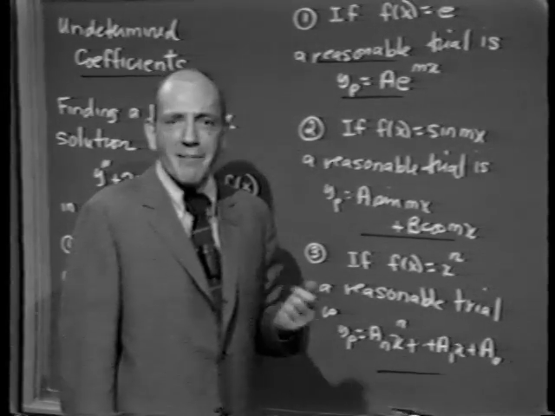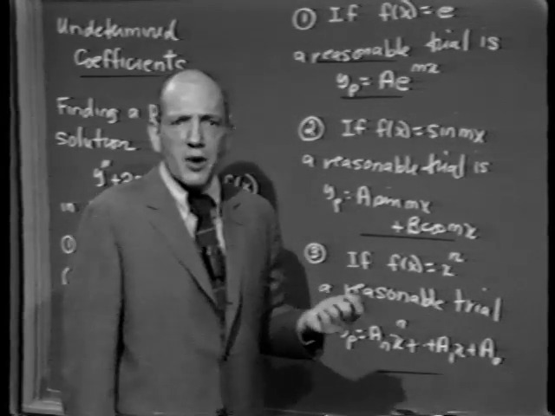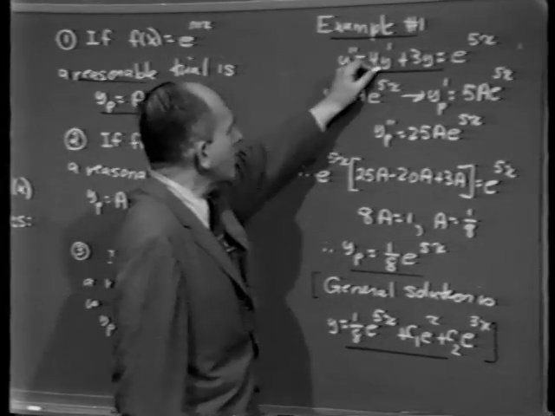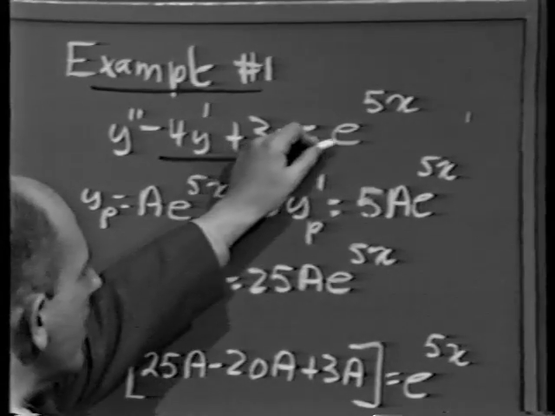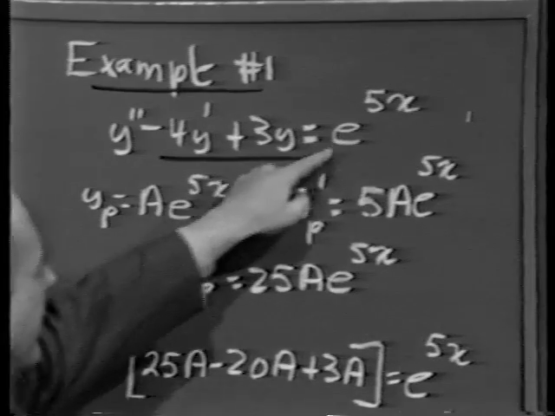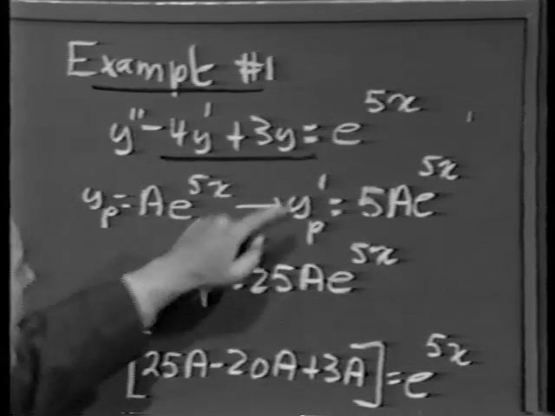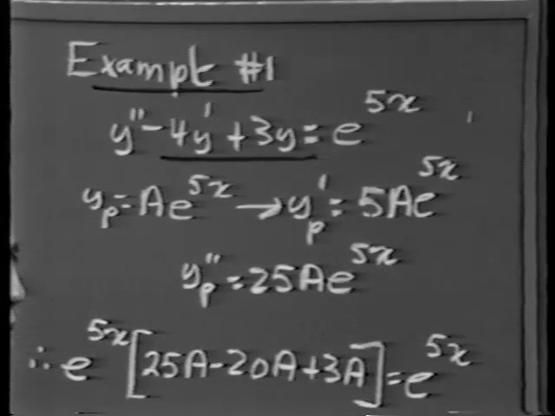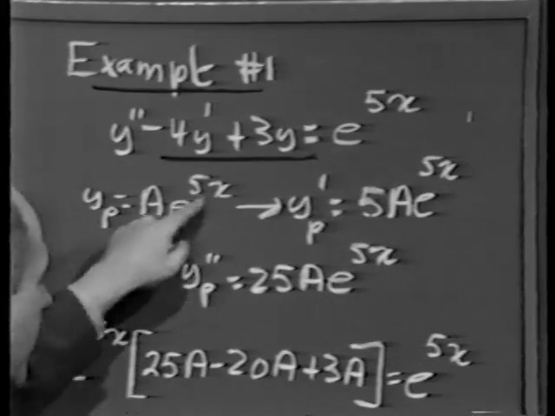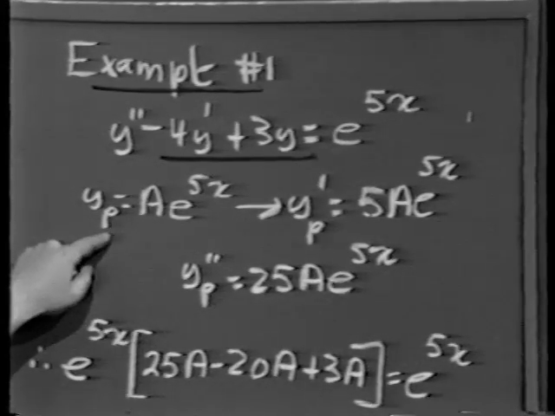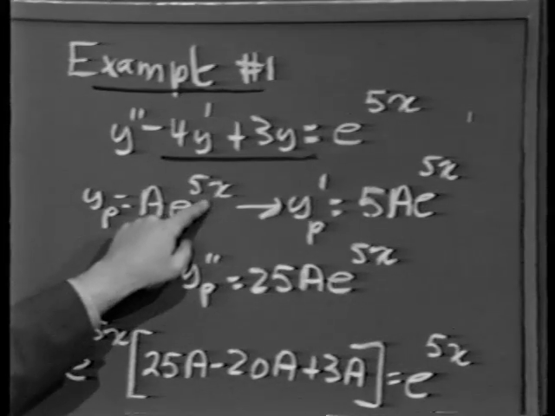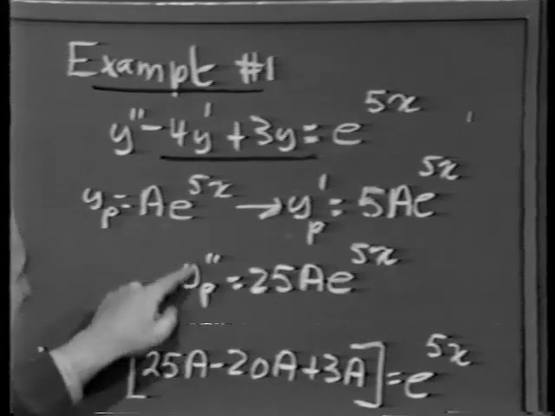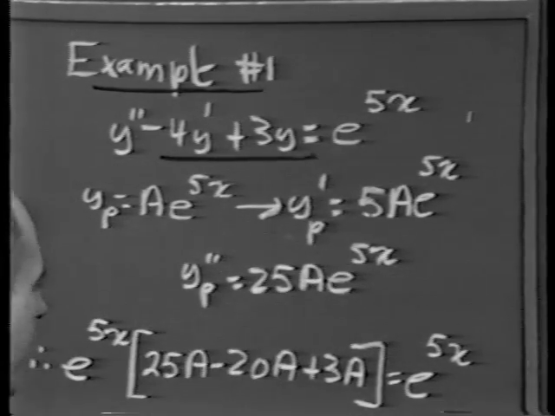We will teach by example, and the rest of this lecture shall be devoted to a sequence of such examples. Example number 1: y double prime minus 4y prime plus 3y equals e to the 5x. I look at this and I say, well, here I have constant coefficients. It appears that the only thing I can differentiate that will give me an e to the 5x back again is essentially some constant times e to the 5x. So for my trial solution, I let y sub p be a e to the 5x. Consequently, yp prime is 5a e to the 5x, and yp double prime is 25a e to the 5x.